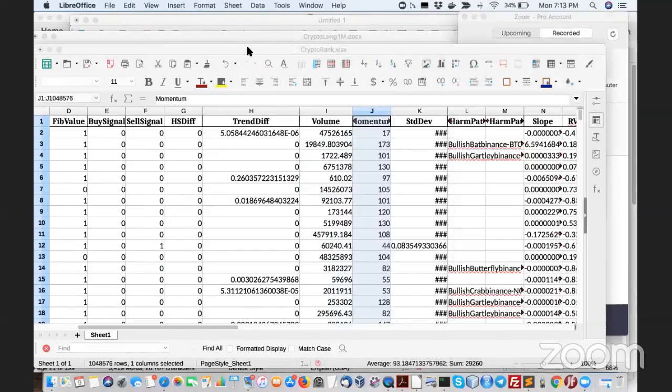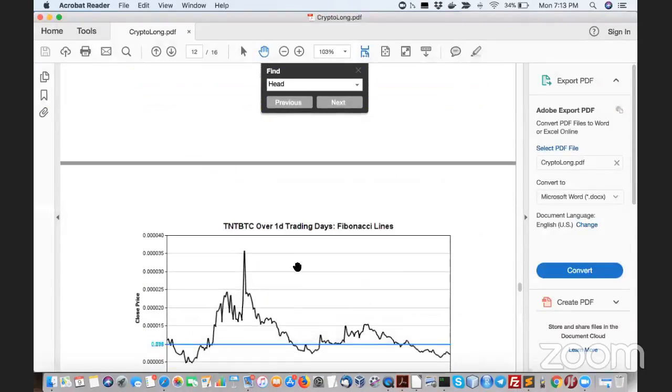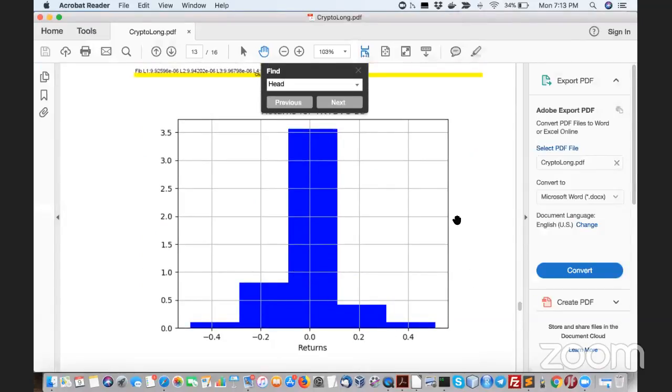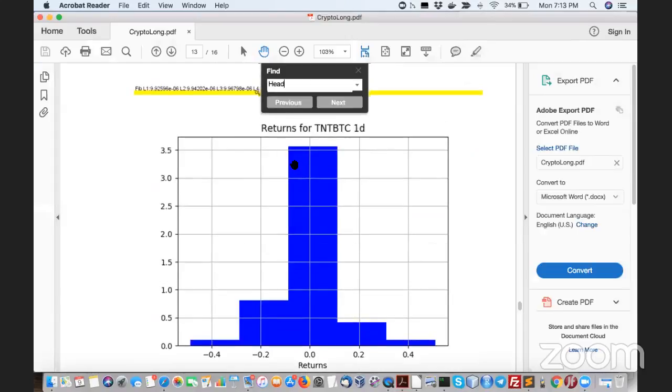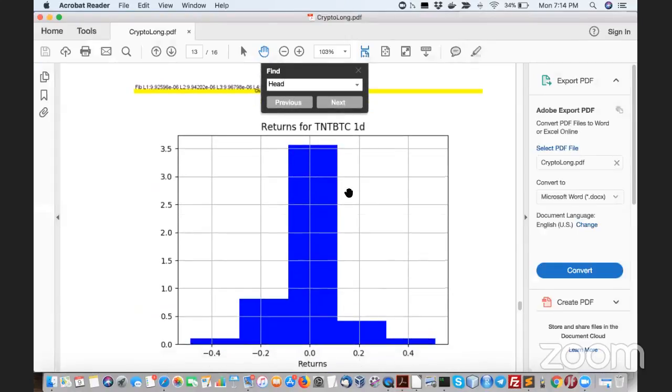Okay, so in the momentum, how we do that is pretty simple. So here we have our statistical normalized distribution. So these are daily returns for this particular pair. Since I think these are in the last 1,000 days.